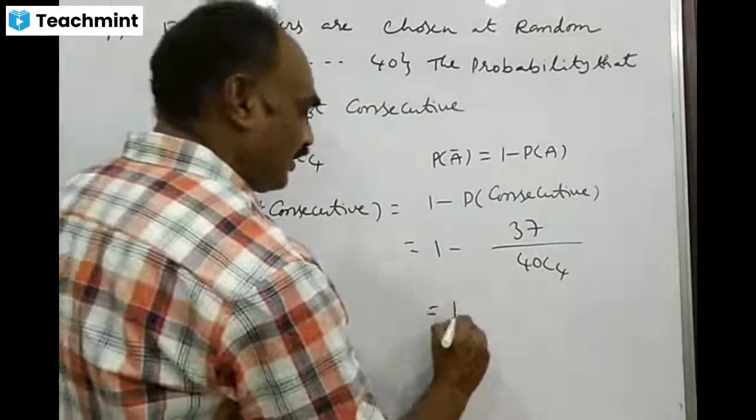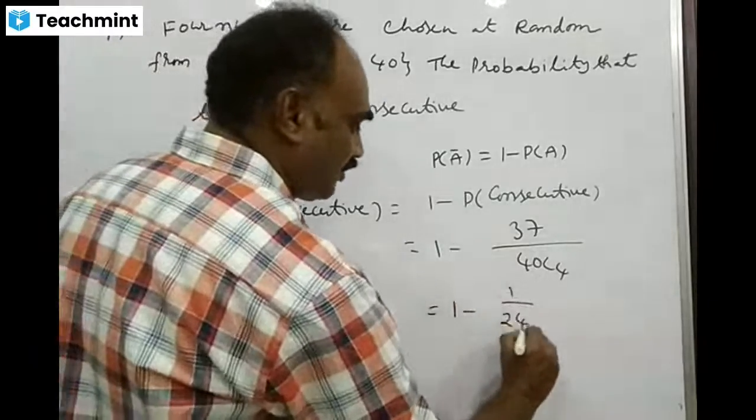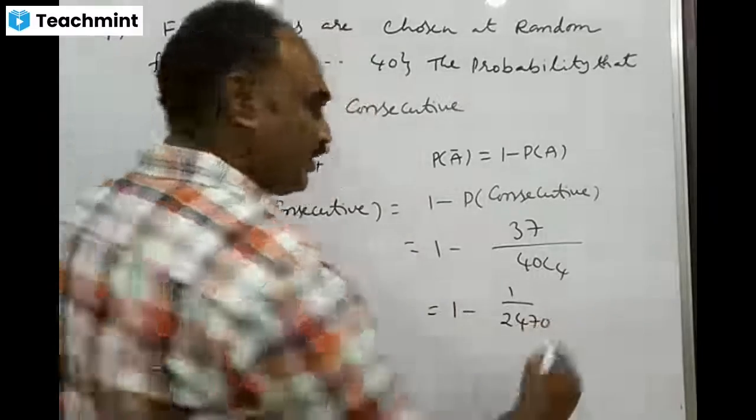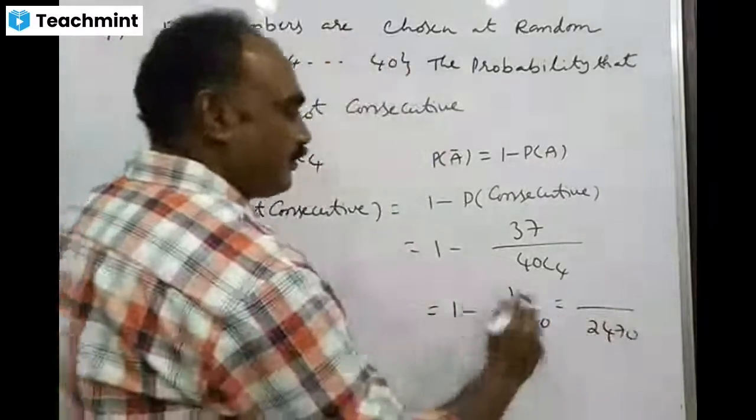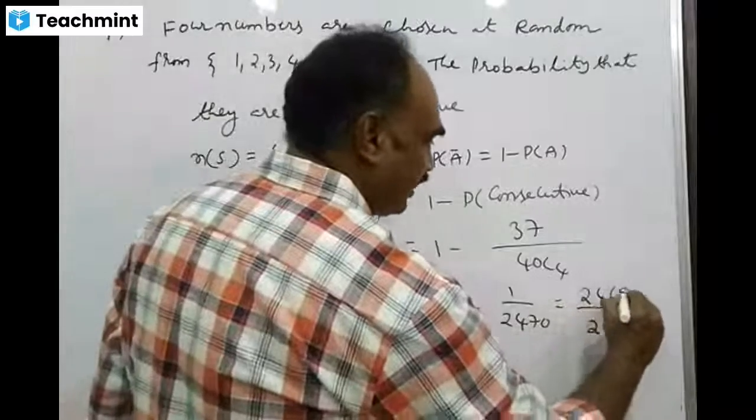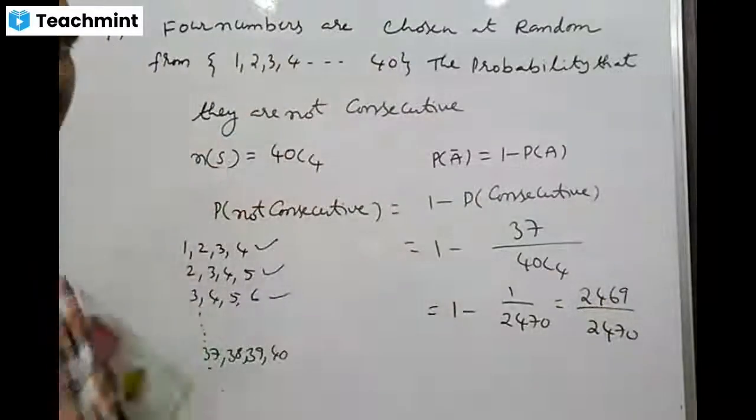Simplify this value, students. 37 by 40 C4 is 1 by 2470. Taking the LCM 2470, we get 2470 minus 1, so the answer is 2469 by 2470.